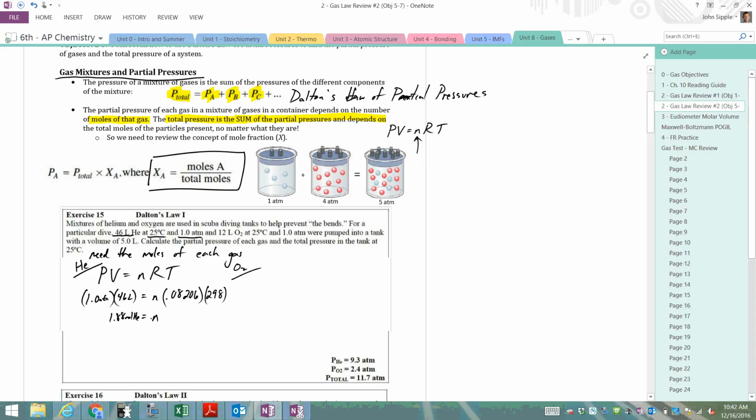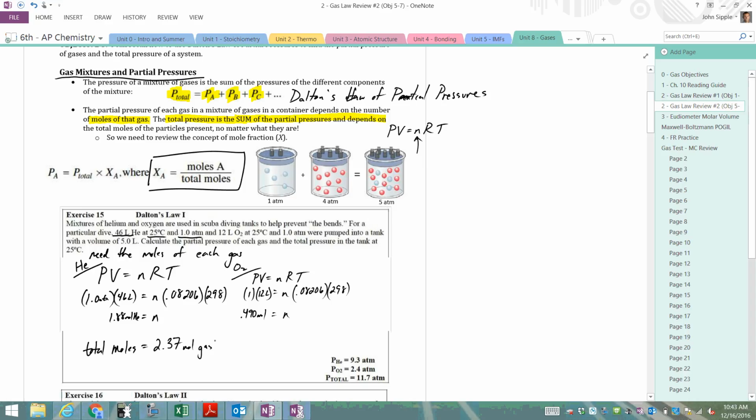We also have to do that for our oxygen gas, so we run another ideal gas law problem. We have one atmosphere again, the volume is 12 liters, and R is the same. The temperature is the same as well, 298. For oxygen gas, we get 0.490 moles. Now we add those together to get a total of 2.37 moles of gas.